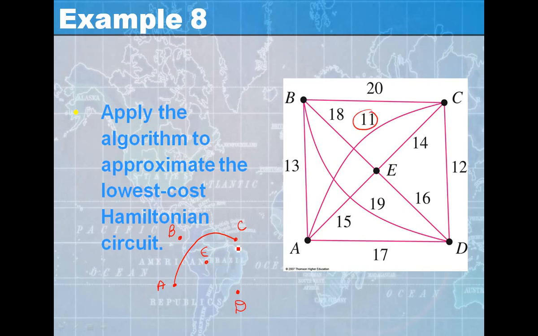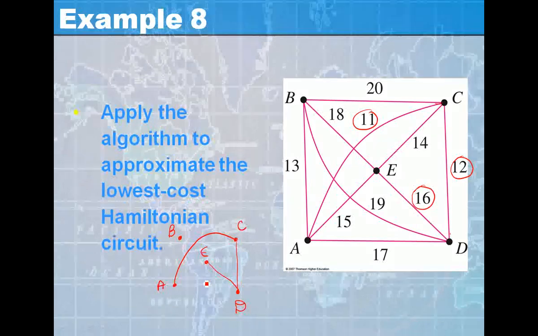Now we're sitting at C. We have an option of going to B, E, or D. B is 20, E is 14, D is 12. So from C, we want to go to D, which has a weight of 12. We're now sitting at D. Our options are to go to E or B. If we go to E, that's 16, B is 19. So we go to E, which is 16.